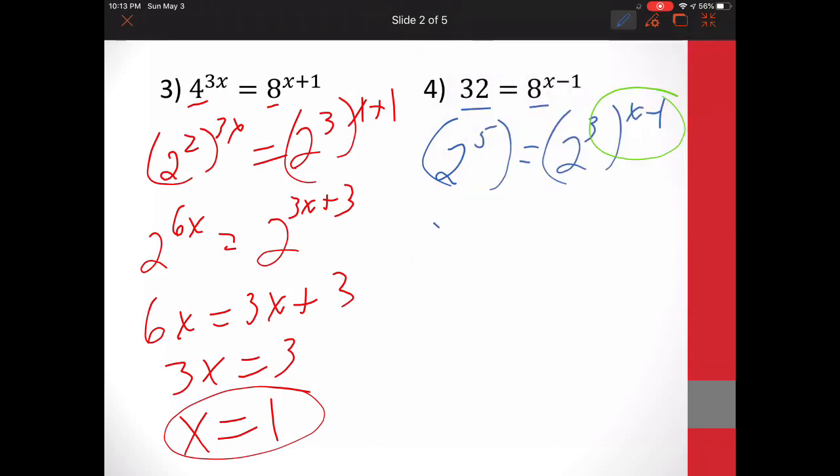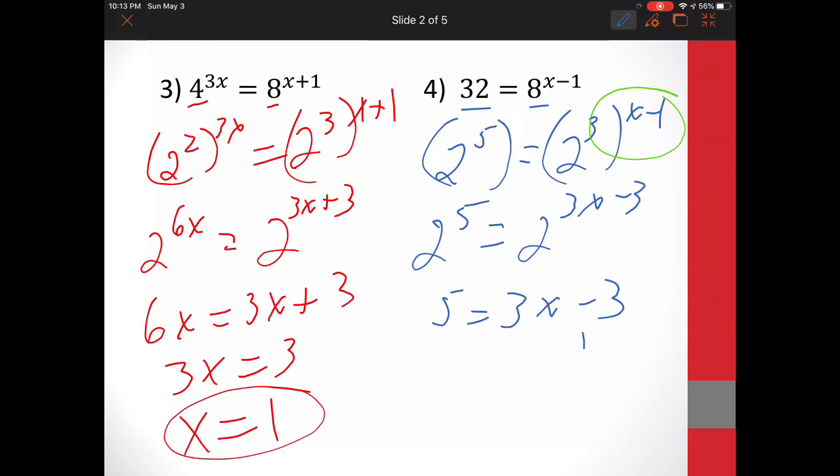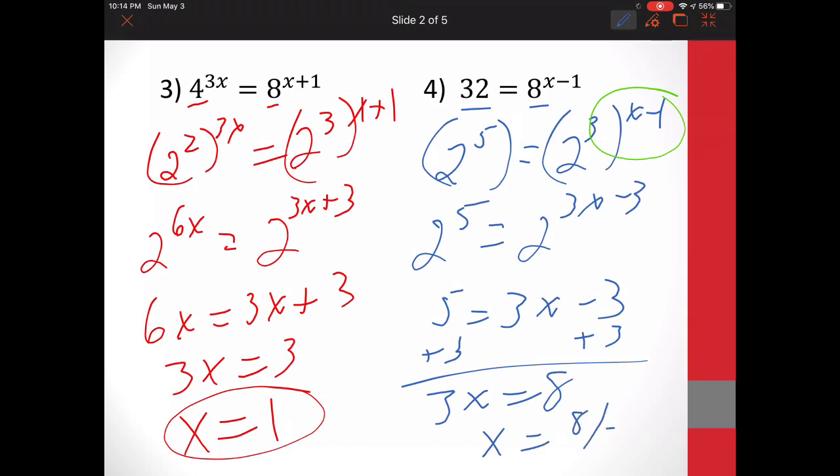So we get 2 to the 5th equals 2 to the 3x minus 3, or 5 equals 3x minus 3. Add the 3 to both sides. You get 3x equals 8, or x equals 8 thirds. And again, I've showed you how to check it. Put 8 thirds right into that x, and if you get 8 to the 8 thirds minus 1, you'll get 32.